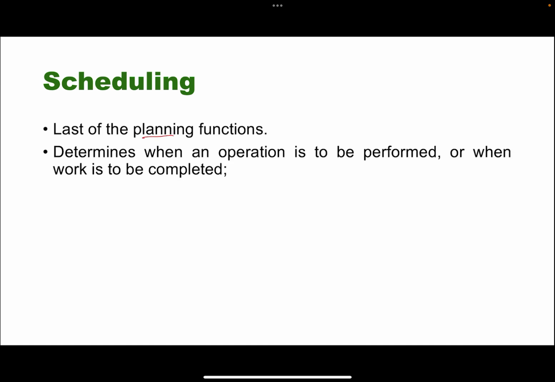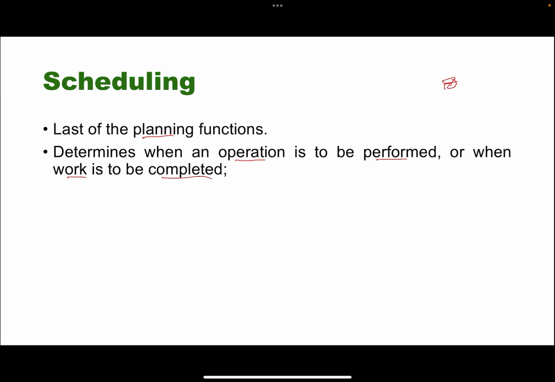The next step in production planning and control, and the last phase of production planning, is scheduling. This is the last of the planning functions. It determines when an operation is to be performed, or when the work should be completed. There may be different machines, and it will decide when that operation should be carried out on that machine, and also when this particular work should be completed.